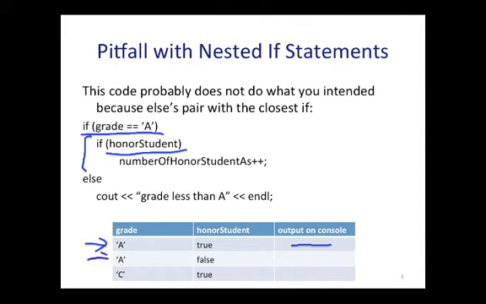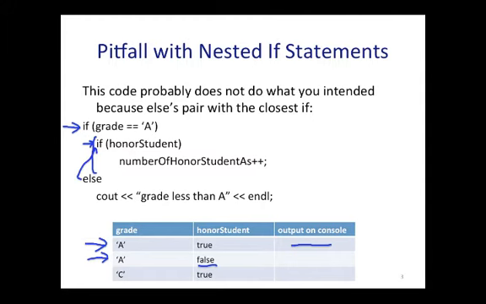Okay, so let's see what happens in case 2, where the grade is an A, but the student is not an honor student. Okay, well in that case again, the grade is an A, so we're going to go to the true part and look at, is the student an honor student? Well, they're not. So what you probably intend is that nothing happens in this case because it looks as though you just meant for this to be a single if. That's not the way C++ sees it. Remember, C++ is strict, and it always associates the else with the nearest unmatched if.